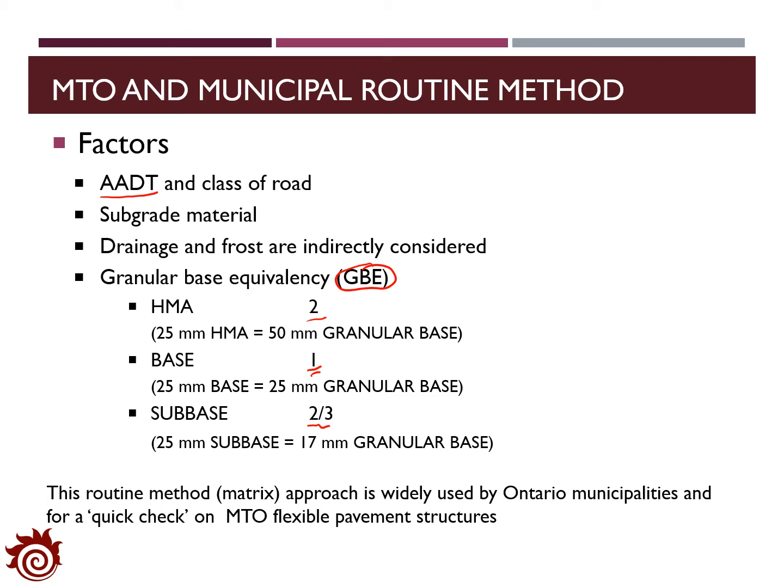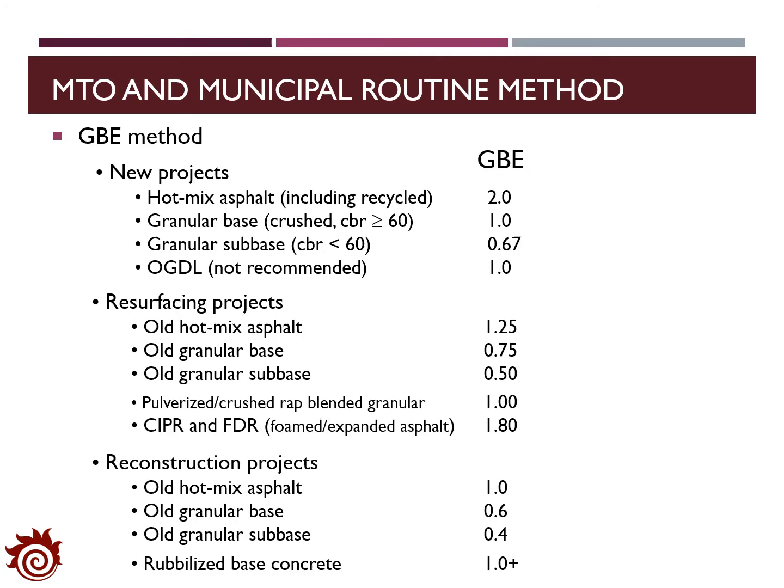This routine method is widely applied by Ontario municipalities, and the MTO used this method to make a quick check of the flexible pavements on the road. The table here lists the GBE factors applied for different types of materials based on the routine method. For the new pavement project, the hot mix asphalt, including the recycled HMA, will have the GBE factor of 2.0. For the granular base, the value is 1.0, granular subbase is 0.67, and the open grade drainage layer is 1.0.